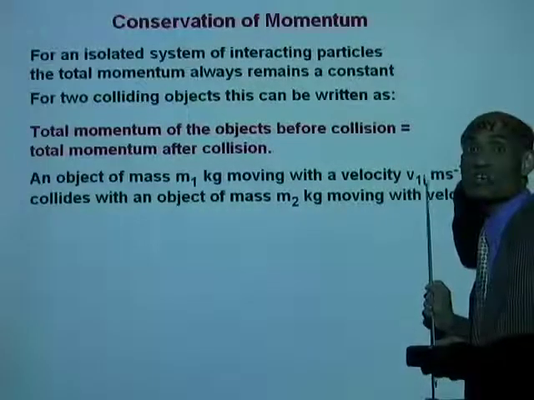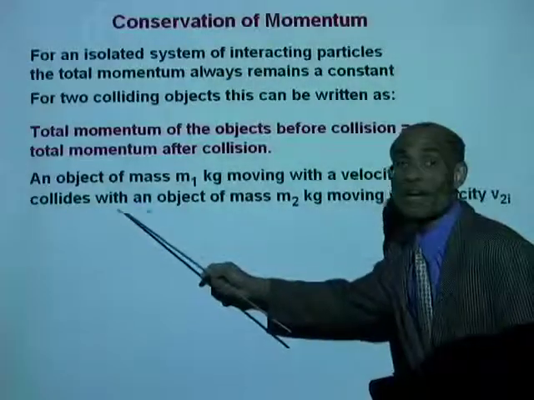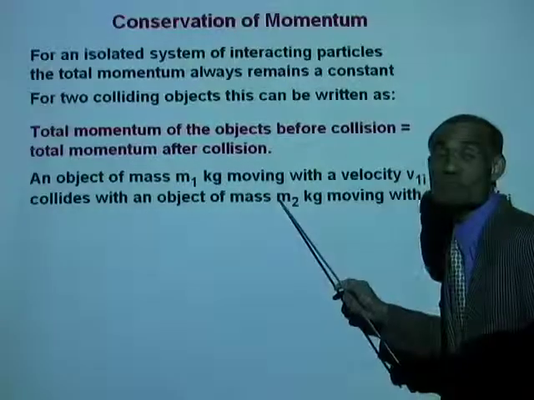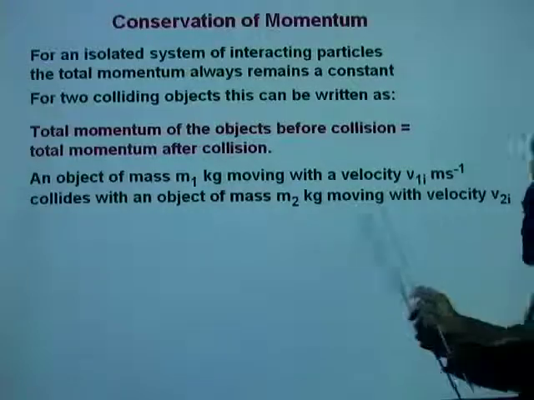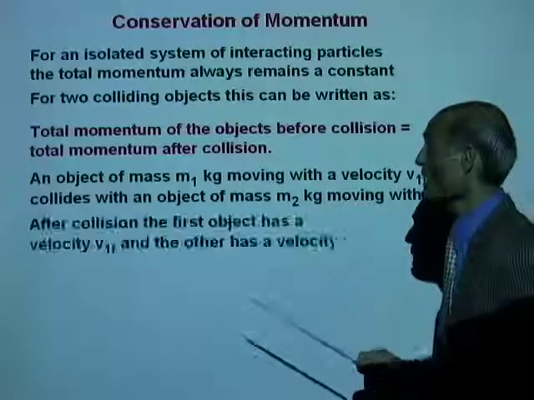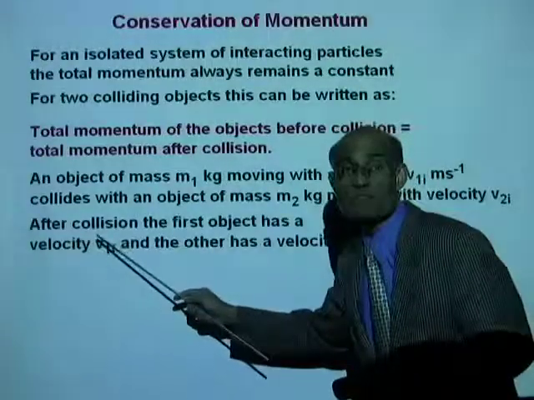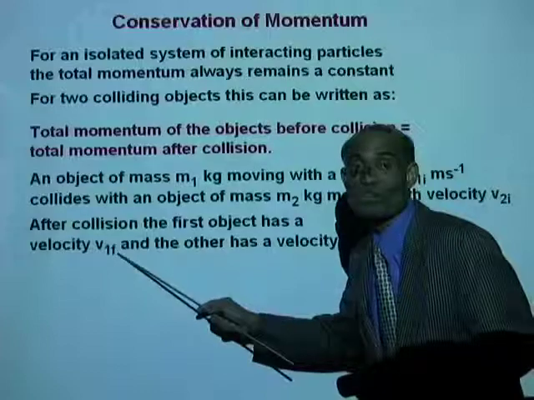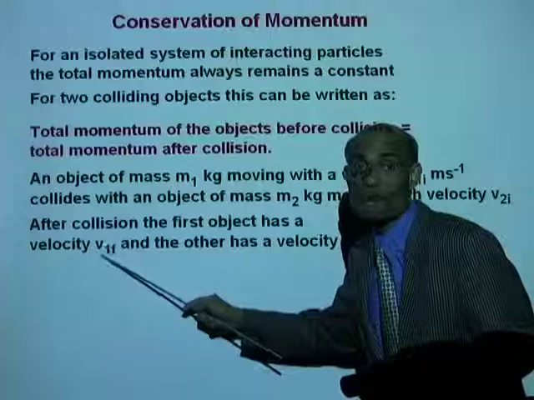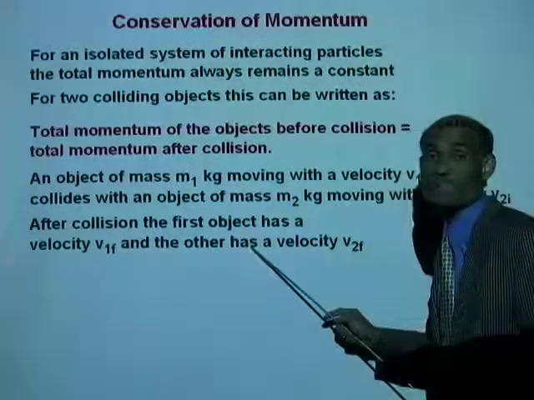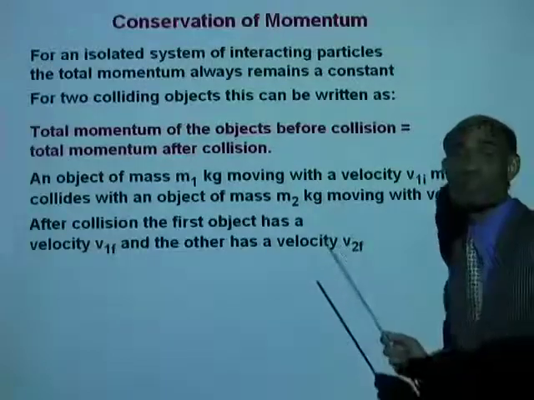v1i is the initial velocity of object 1. And it collides with an object of mass m2 moving with a velocity v2i, just like the trolleys I just showed you. And after collision, the first object has a velocity v1f. Watch that again. What does it stand for? Final velocity of the first object. And the second object after collision has the velocity v2f.